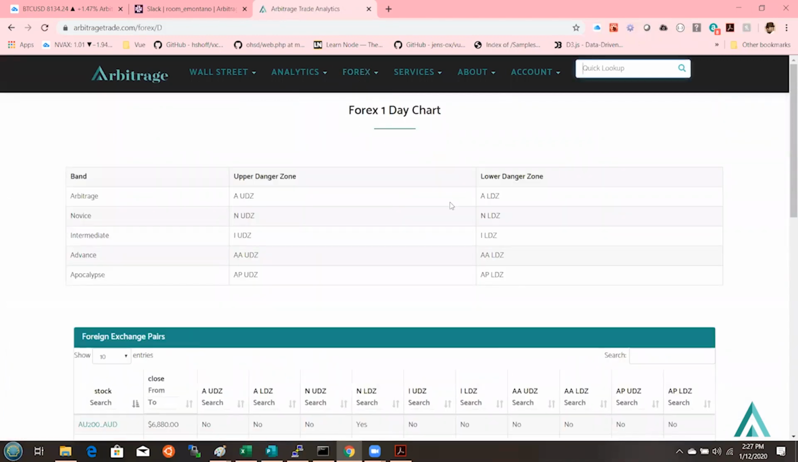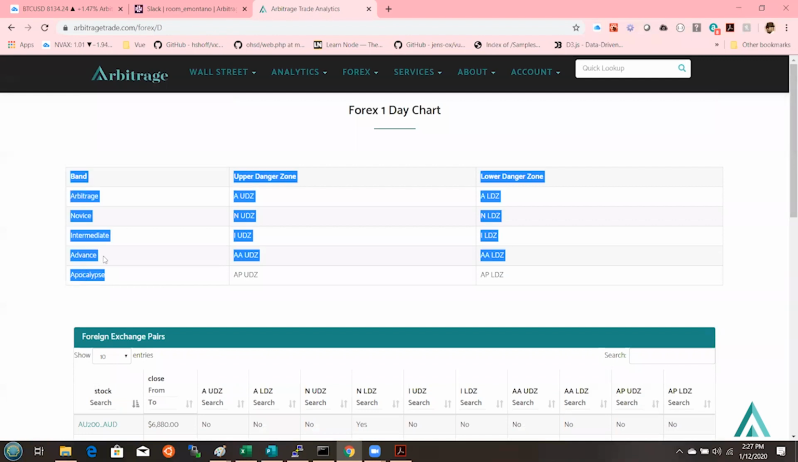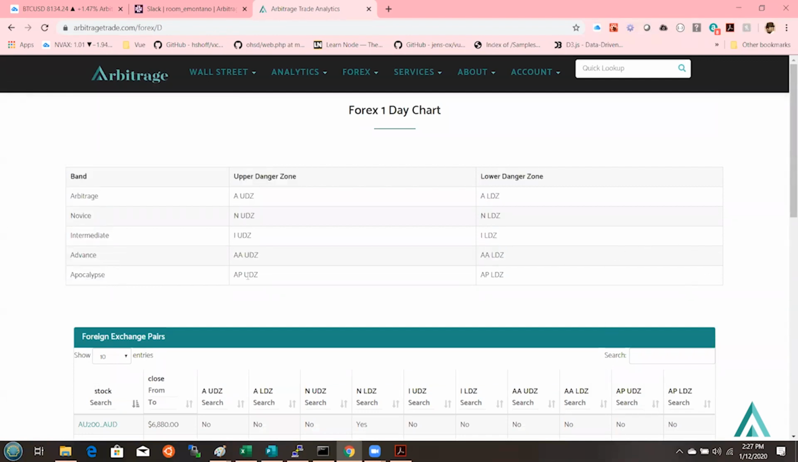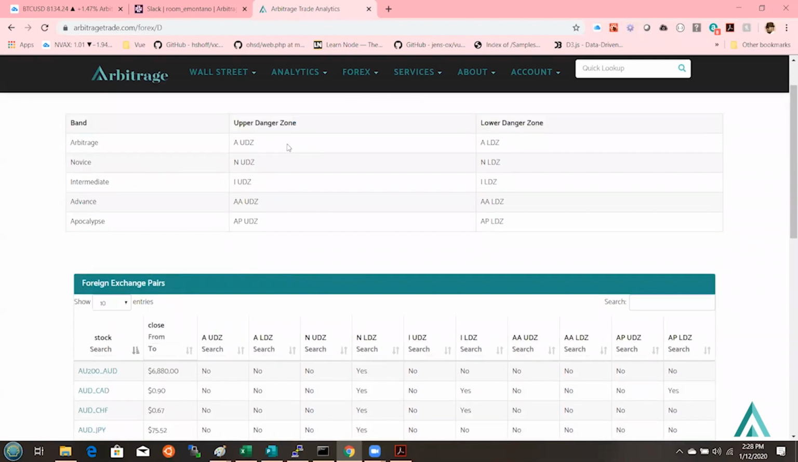Using the daily time frame, we have our arbitrage band, which is the smallest band, and our apocalypse band, which is the largest band. So it's literally from smallest to largest, and I like to equate it to a wrestling match. If the entire system is the apocalypse band, the wrestler is the arbitrage band moving its way through it. We have these upper danger zones and lower danger zones, which mean overbought or oversold.